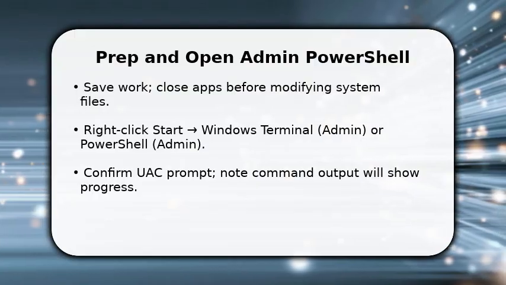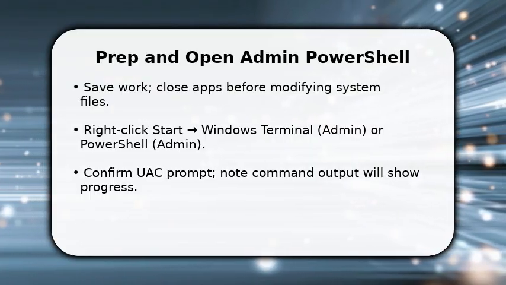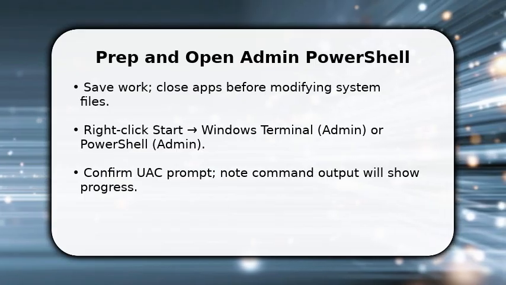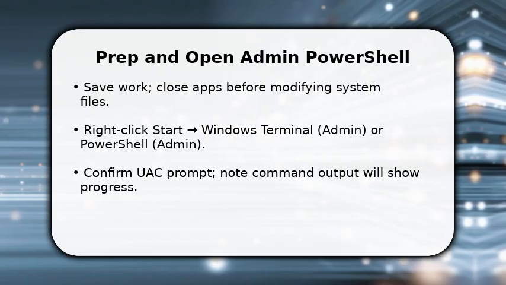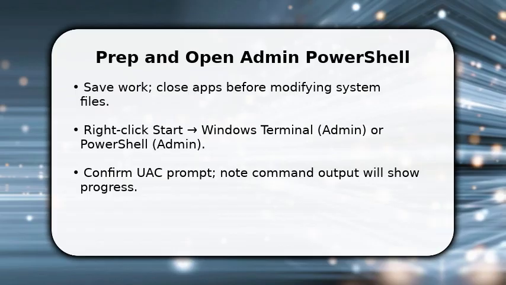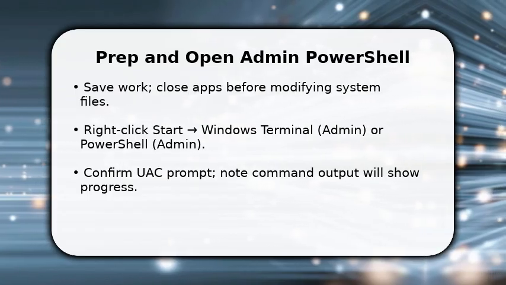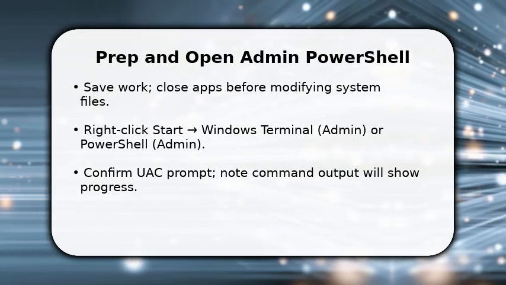You start by preparing the system and launching an elevated shell. You must save any open work and close apps because reinstall changes may restart Explorer. Once done, open Windows Terminal or PowerShell as administrator. Accept the UAC prompt. This ensures commands run with full privileges so file and package registrations succeed.